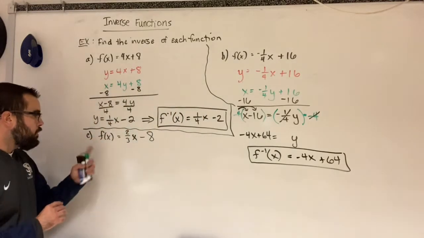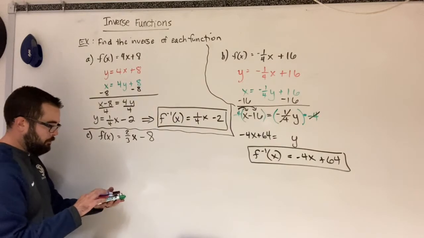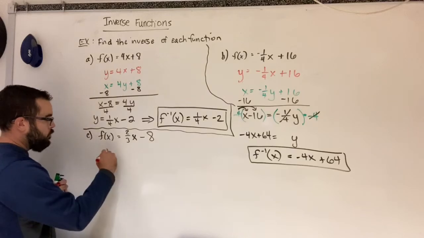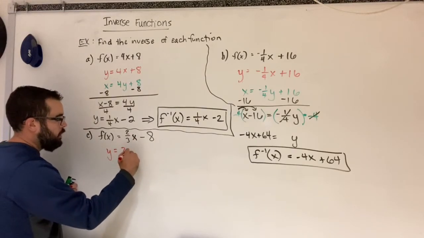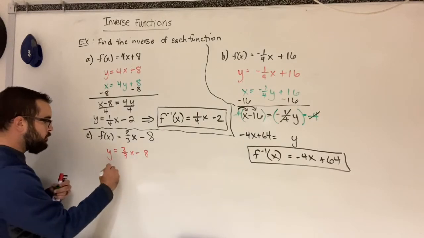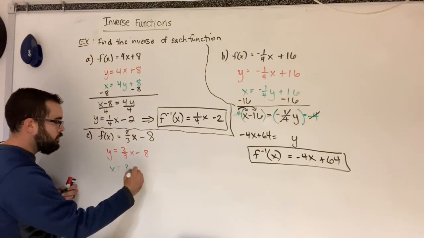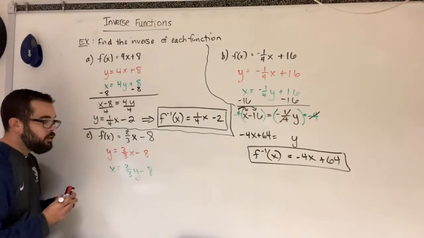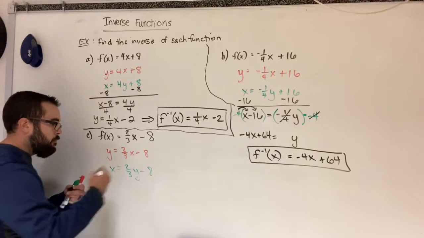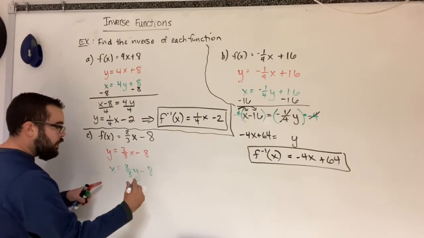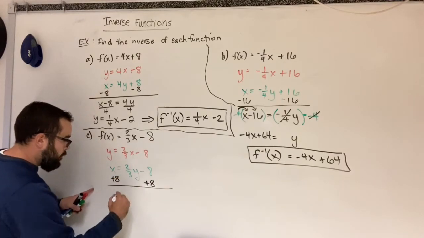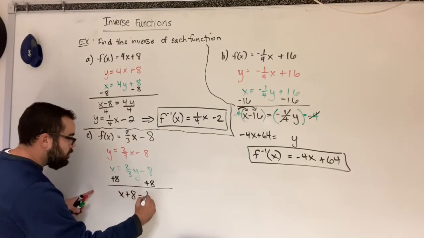All right, and then the last example. I'm going to have y equals 2/3 x minus 8. Switch x and y. So I'm going to have x is equal to 2/3 y minus 8. Next step, add 8 because I'm trying to isolate y. So I'd have x plus 8 is equal to 2/3 y.